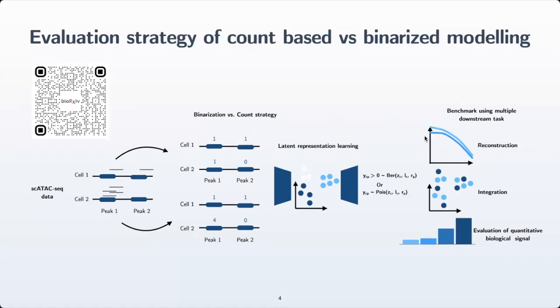So the first one was reconstruction. How well do we actually reconstruct our input data using these different latent learning representations? The second one, I termed here integration, but it was basically how well do we capture different cell states. Also in data that has batch effects, are we maybe better by using the count data? And the third one was that we actually wanted to look into the quantitative signal that is contained in single-cell ATAC-seq data.